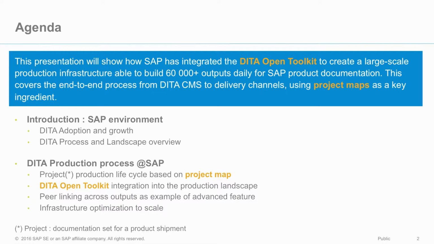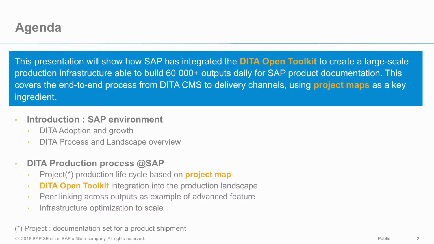So the session today is to talk about how we integrated DITA Open Toolkit into our whole landscape, knowing that we have built a very large-scale production infrastructure. One number to give here is that we are producing almost more than 60,000 outputs every day.